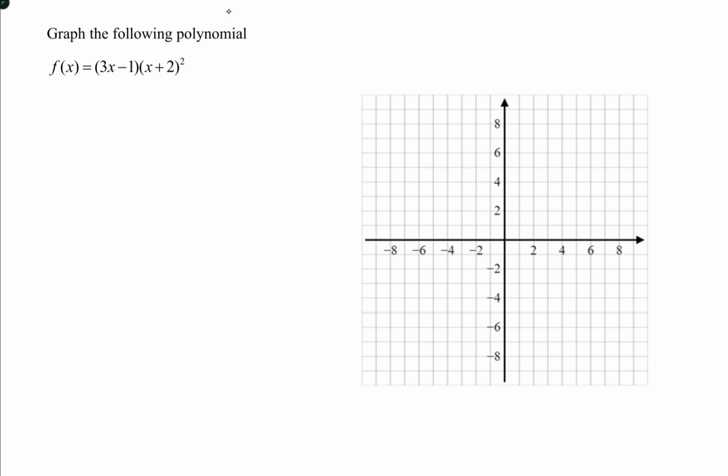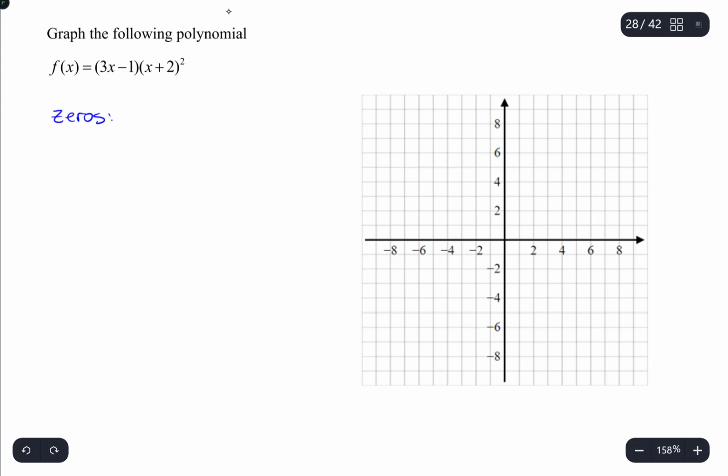Graph the following polynomial. F of x equals (3x minus 1) times (x plus 2) quantity squared. So let's first identify the zeros of this polynomial.